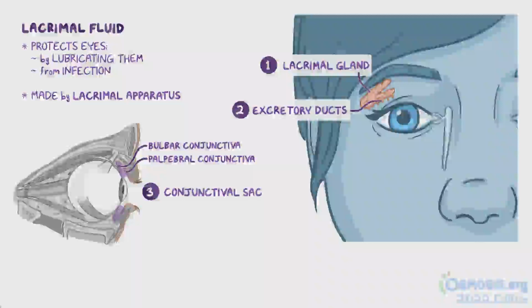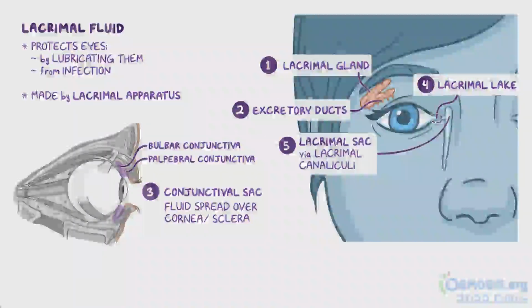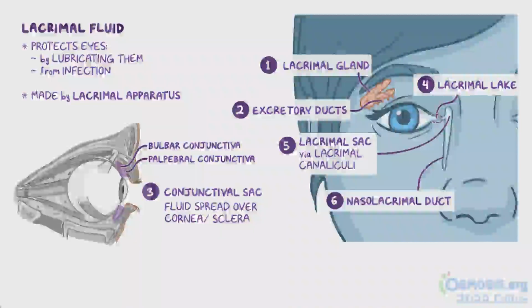When the eyelids close, the fluid is spread over the cornea and the sclera and directed inferiorly and medially towards the medial angle of the eye, where it accumulates in the lacrimal lake. From the lacrimal lake, the fluid drains into the lacrimal sac via the lacrimal canaliculi. The lacrimal sac is the most superior and dilated part of the nasal lacrimal duct, which goes on to carry the lacrimal fluid to the nose, specifically the inferior nasal meatus. This is why people have a runny nose when they cry.